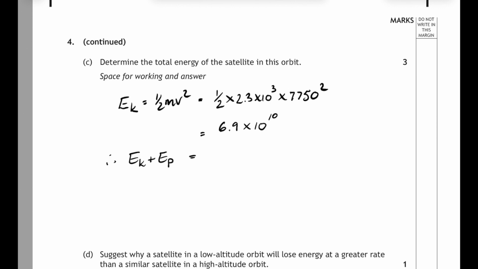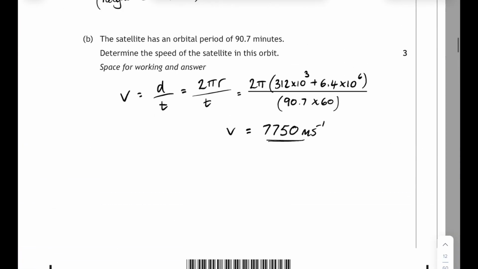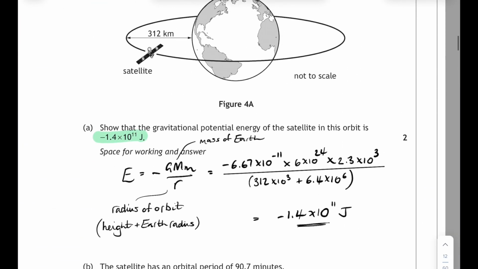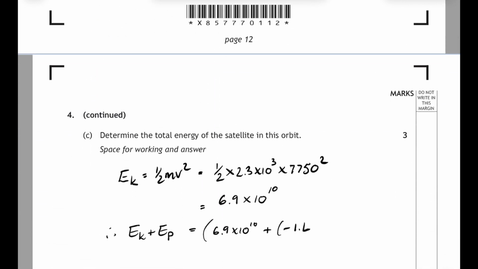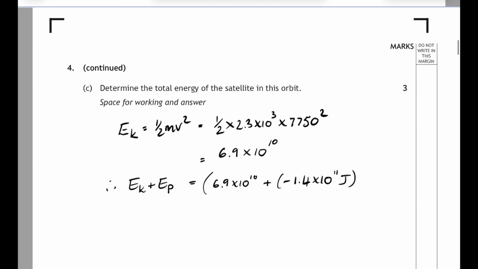And then we're adding the kinetic energy and the potential energy together. We worked out the potential energy earlier. It was negative 1.4 times 10 to the 11 joules. And then if you do that on your calculator, you'll get a final answer of negative 7.1 times 10 to the 10 joules. And remember, the total energy of an object in orbit will still be negative.